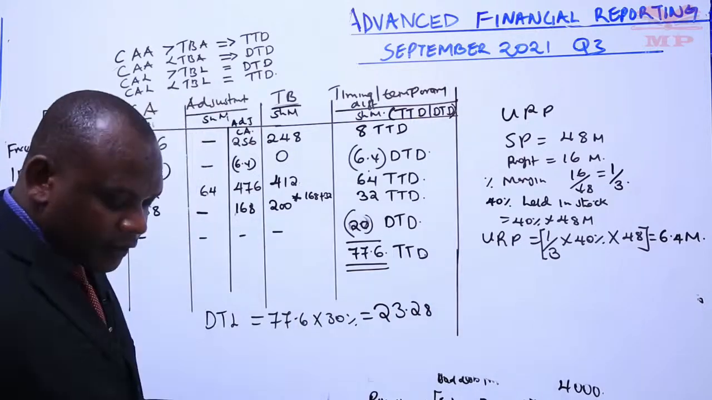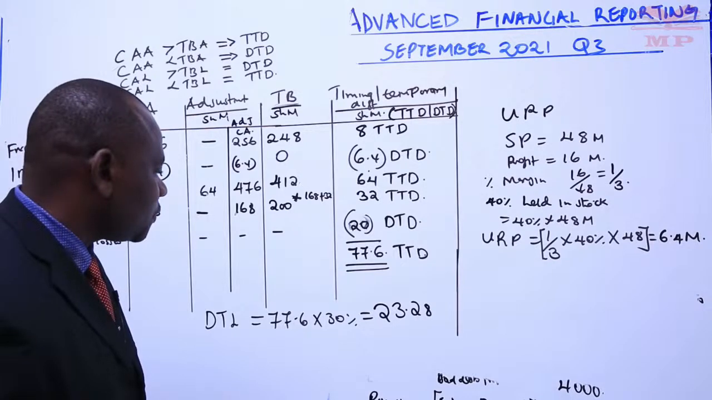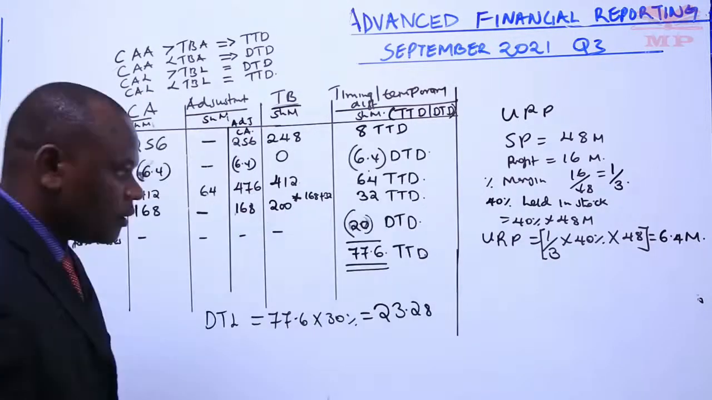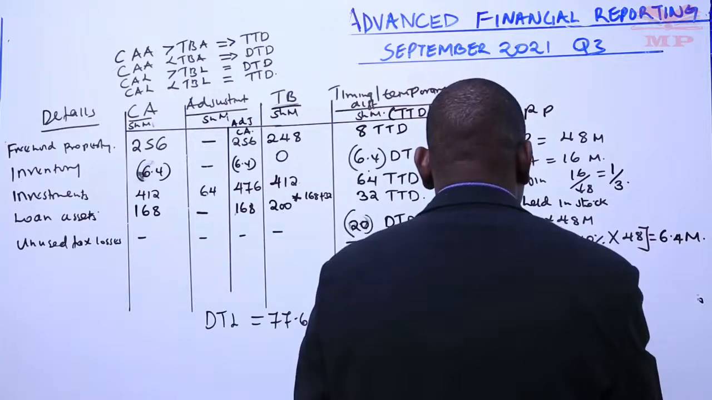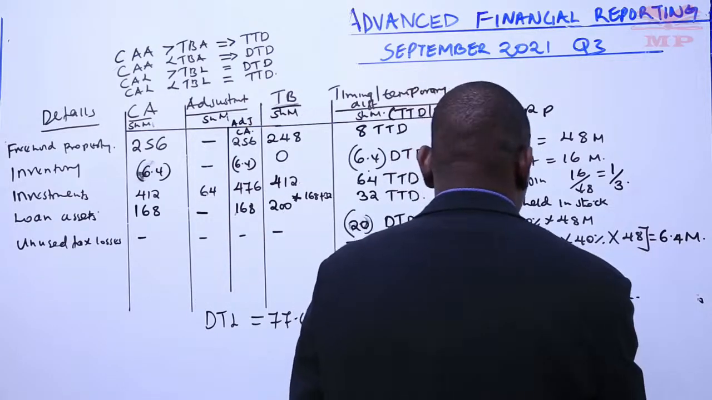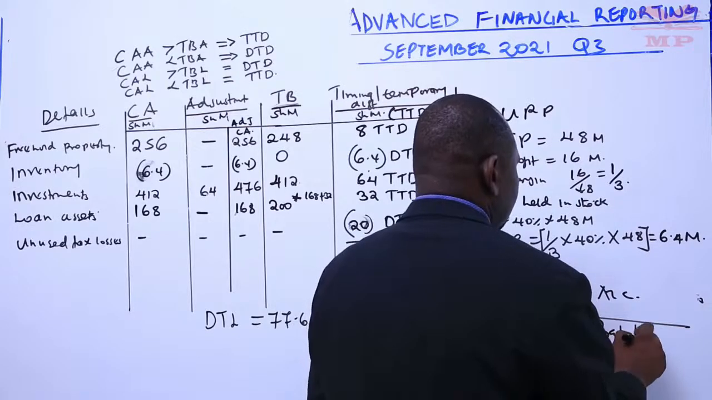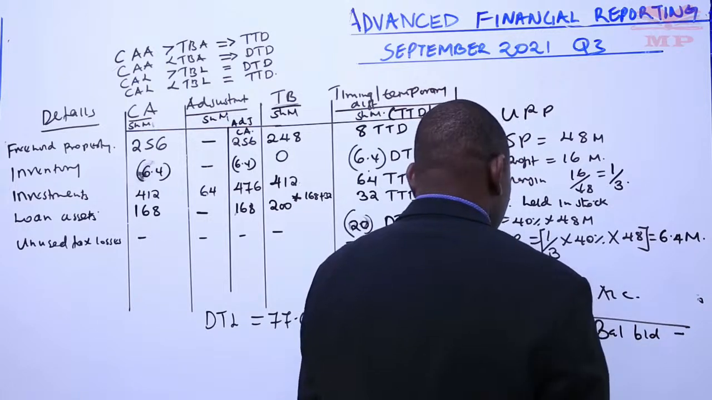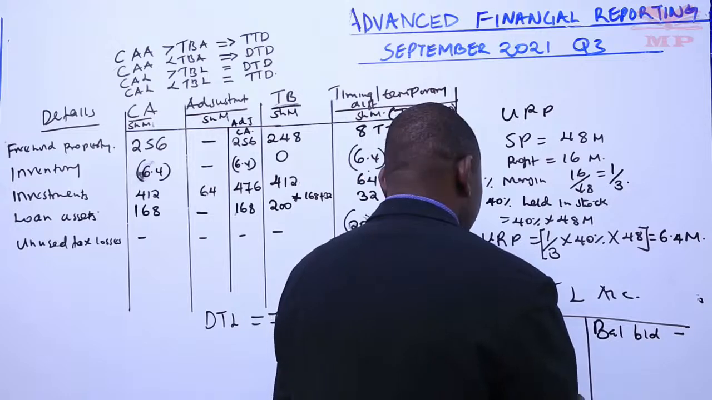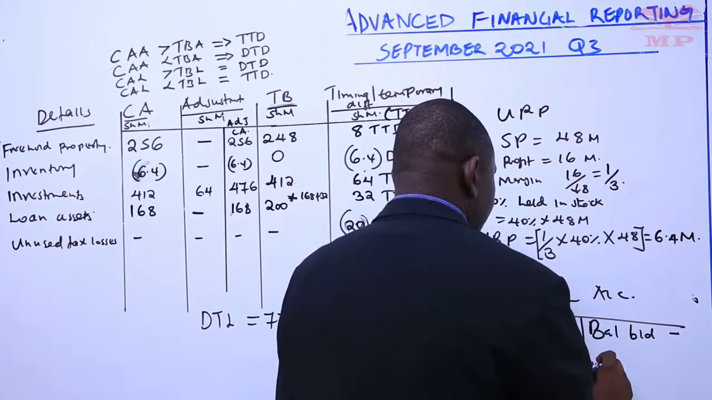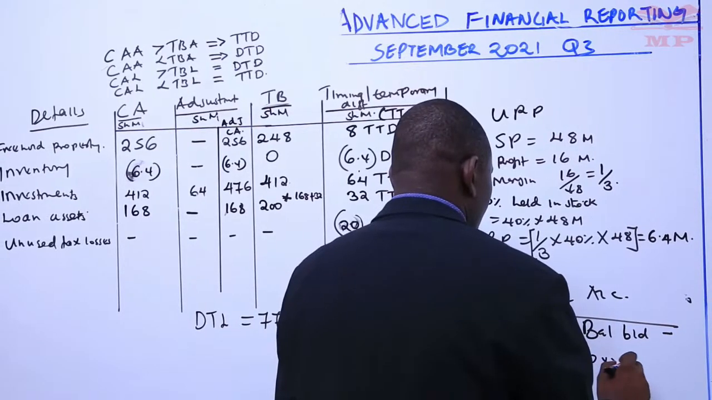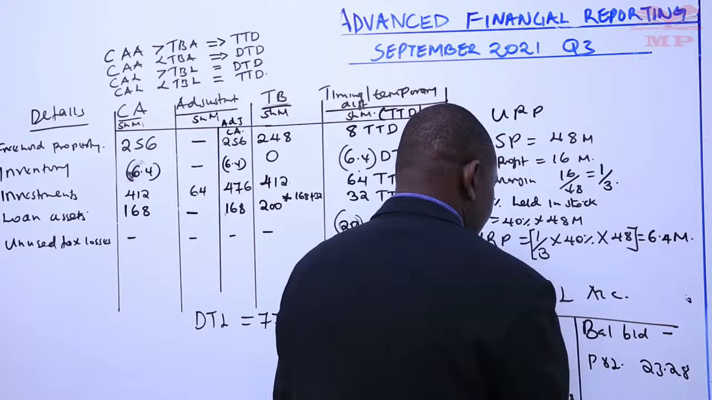If you draw the deferred tax liability account, you are told that on 1st April 2020, Huruma Limited's deferred tax account had a nil balance. So the balance was 0. The balance carried down is what we've calculated. So there is a net increase of 23.28 that is going to profit and loss.